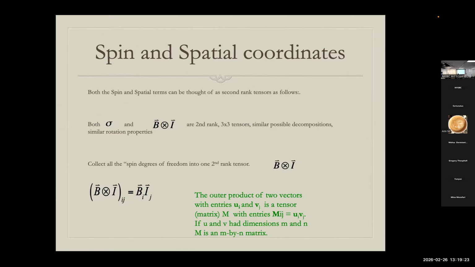Now, you're collecting all the spin degrees of freedom into one place, so you can think about how to rotate that thing. And as I mentioned in passing here, but now it's formally in the notes, the ij element of the outer product of B and I is you take the I element of B and you multiply it by the j element of I. And so that's just a systematic way to build the whole thing. Okay. Outer product of 2 vectors with entries ui, vi is a tensor, with entries mij equals ui vj. And it's an m by n matrix.